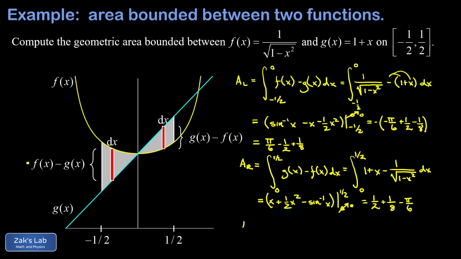All right, so it's time to get the total geometric area bounded by these two functions, and that's the sum of the left and right areas. So that's AL plus AR. And what I notice here is that the vast majority of the terms are going to cancel out. So check this out. The pi/6 plus -pi/6, that's gone. The -1/2, the +1/2, that's gone. And all I have left is 1/8 plus 1/8. And that gives me 1/4 for the total area.